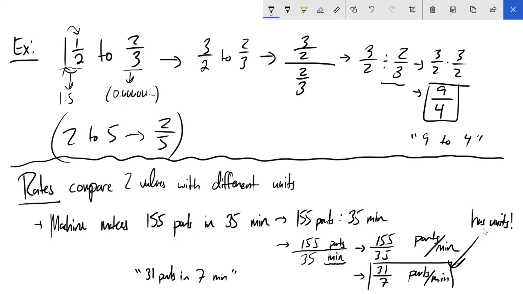Gallons per dollar. Flip it. Dollars per gallon, right? You could go the other way, but that would be a confusing way to read it. Dollars per gallon is a rate. It's telling you how many dollars it takes to use a gallon. Rates compare things with two different units. That's the point.